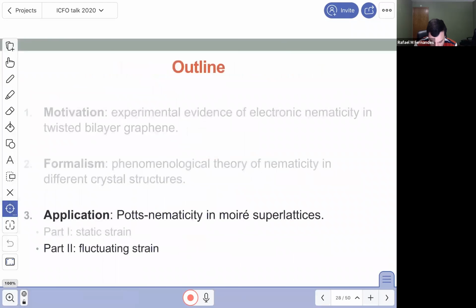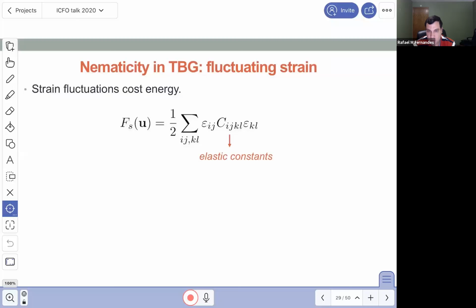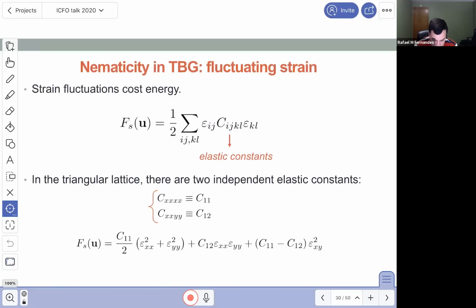So I discussed what happens when you apply strain, but you have to keep in mind that strain fluctuations exist no matter what. And of course, they cost energy, because otherwise my lattice would just distort. The coefficient, this is just a glorified harmonic oscillator, and these are just elastic constants. In the case of the triangular lattice, there are only two independent elastic constants that we call C11 and C12.